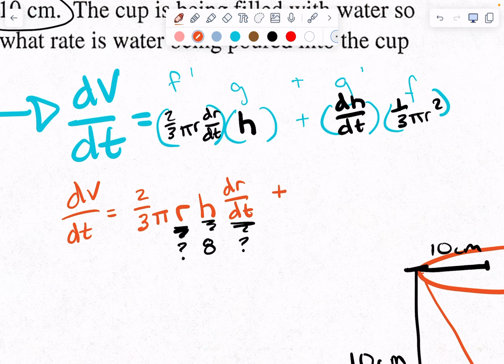Plus, I'm going to put this in the correct order: 1/3 pi R squared dH/dt. I always put my dH/dt's last for some reason. Do we know what R is? No. Do we know what dH/dt is? Yes, it's 2. Okay, so I have some things to figure out. I have to figure out what R is and what dR/dt is.